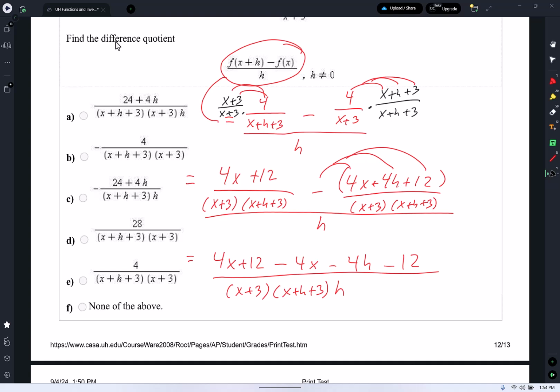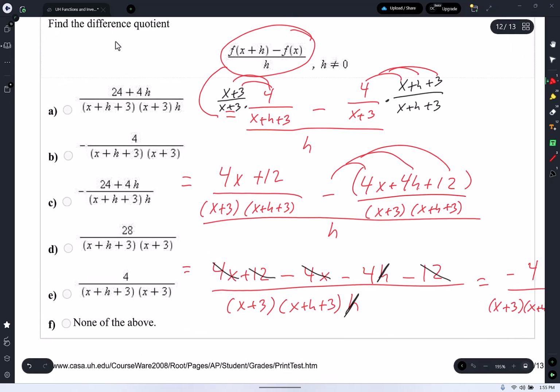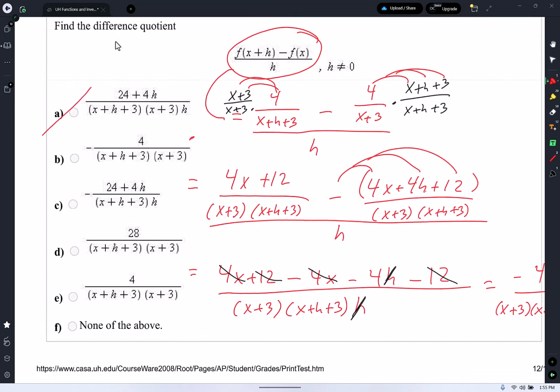All right, what's gonna zero out? Yeah, the 4x's. Bam. And then what else is gonna zero out? The 12s. And now that I've canceled all those out, I have a 4h left, and these h's cancel out. Do you guys see that? So there it is. All I have left is negative 4 over x plus 3, x plus h plus 3. And before you comment, sir, there's no negative 4. Relax. The negative's in the very front. But if you have a small print, you probably won't see it. Nope. Maybe. Nope. Nope. And that one's positive. Nope. It's letter B.